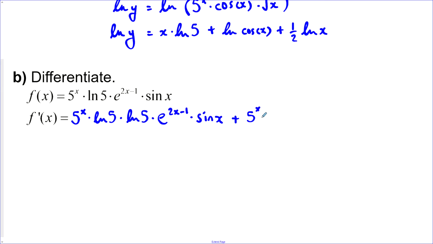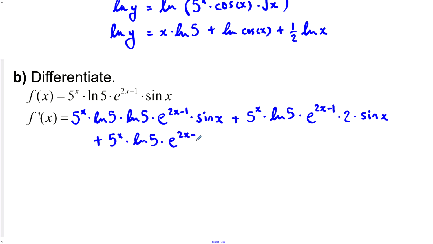So 5 to the power of x times the natural log of 5 times, we need to do the derivative of this, so e to the power of 2x minus 1 times the derivative of 2x minus 1, which is just 2, and then times the last term sine x, unchanged, plus, and we'll leave the first 3 terms unchanged, and we'll take the derivative of sine x, which is cos x.